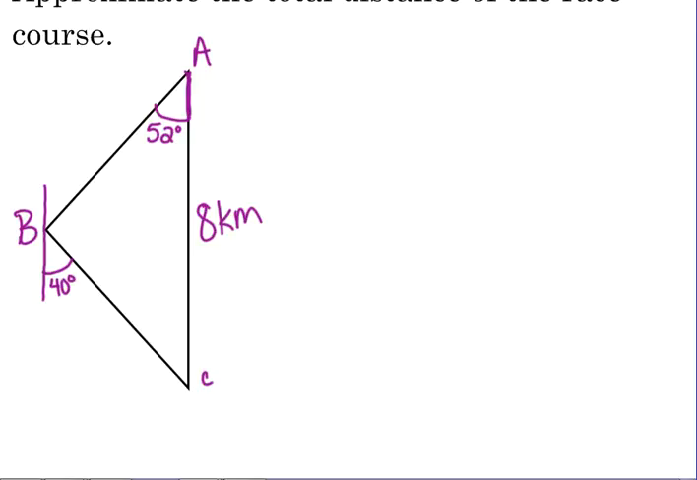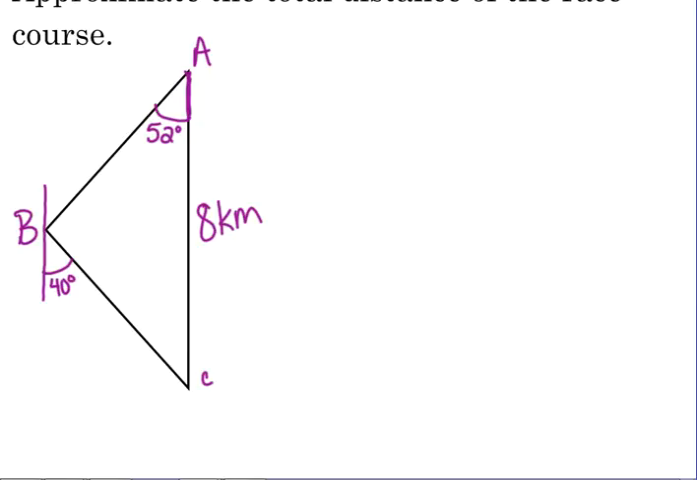So, let's see here. I gotta wrap my mind around it for a second. It's been a while since I've done this problem. Okay, let's figure out, we need more angles inside of our triangle, right? We gotta have angle B, because we have side B. We got to have angle B, but we don't have it right now, okay? What we do have is 40 degrees outside of our triangle.